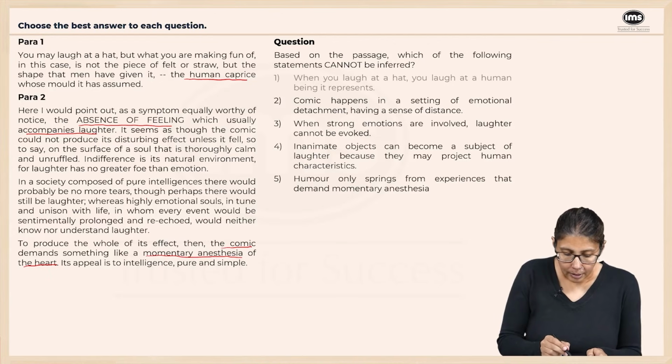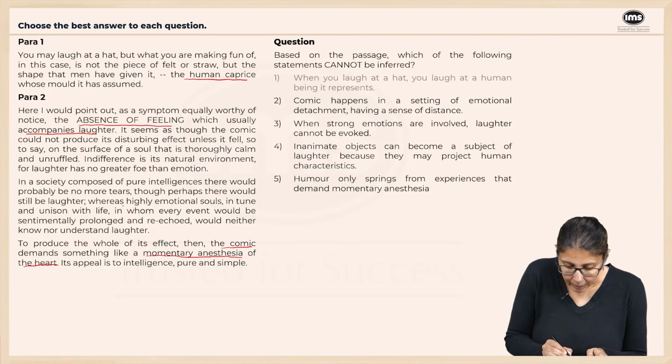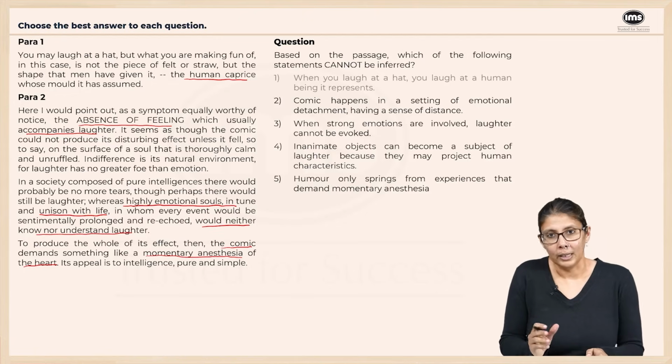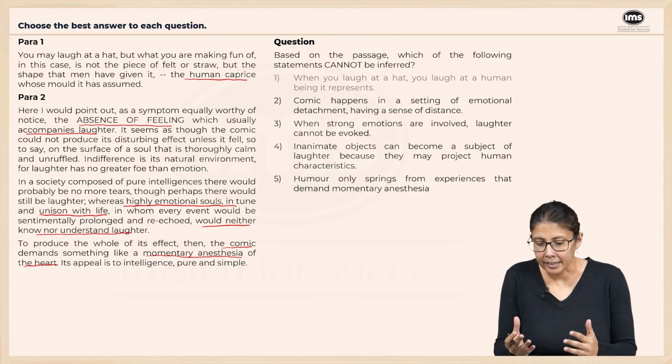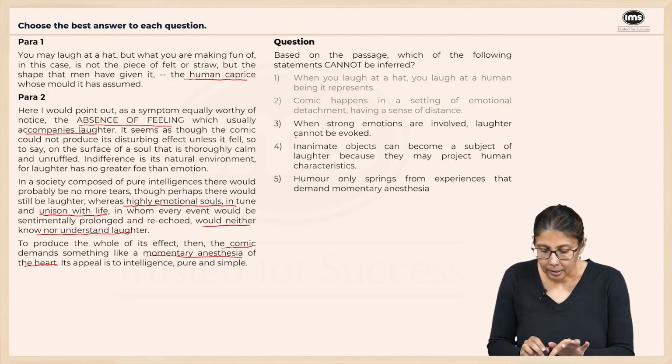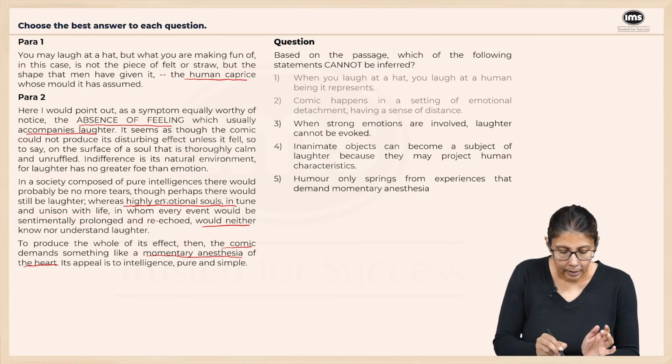After that also, look at this part. Highly emotional souls in unison with life, in whom every event would be sentimentally prolonged and re-echoed, would neither know nor understand laughter. So again, if you're emotional, you're not going to find anything funny. So I think we have enough proof to say that option 2 definitely can be inferred. So that's out. Third one, when strong emotions are involved, laughter cannot be invoked. This I would derive from this part here.